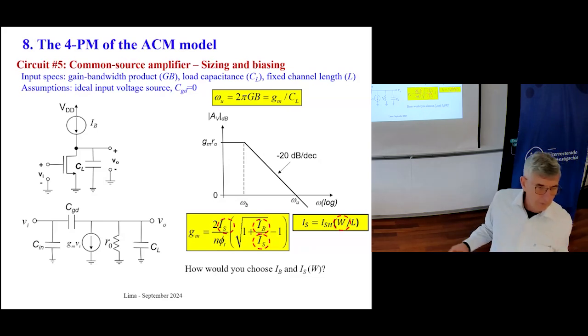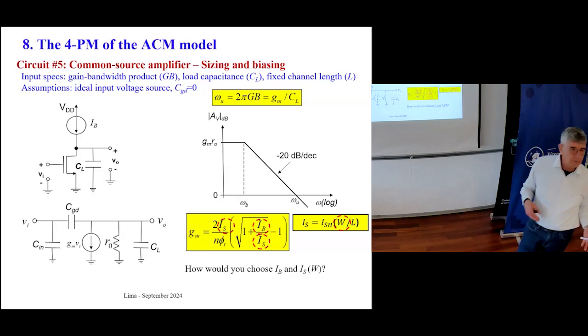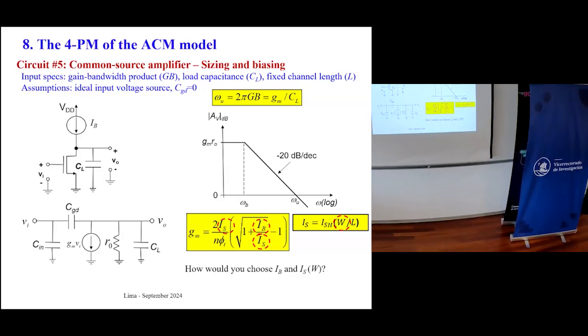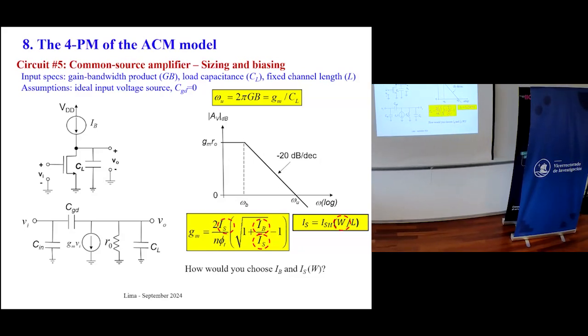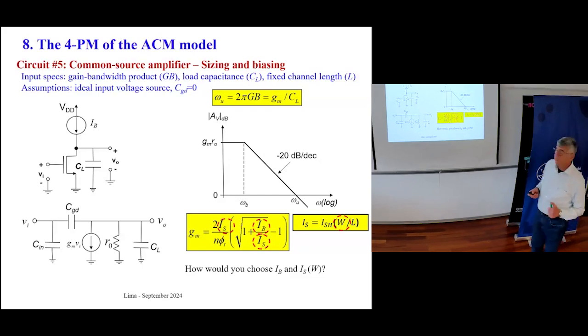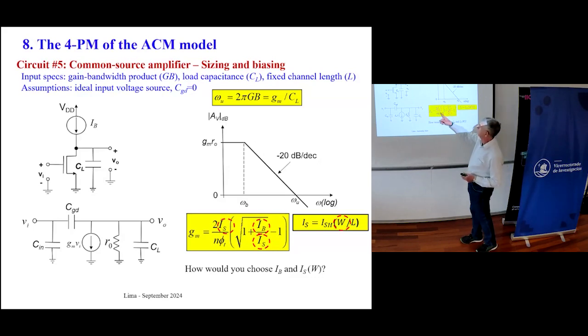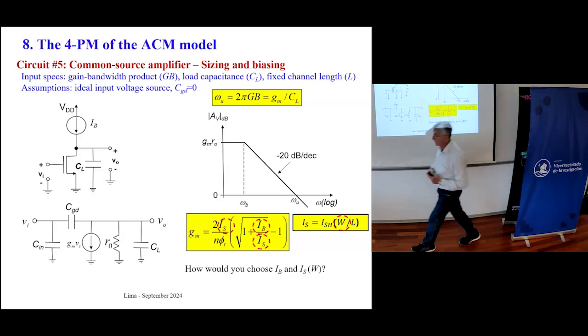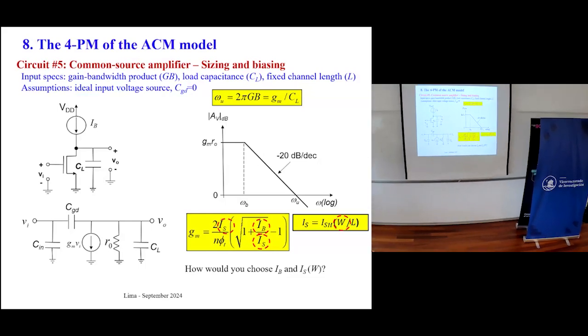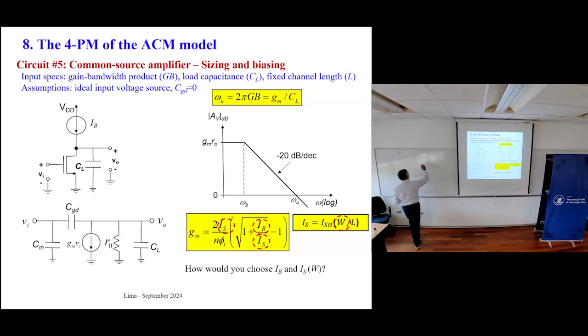It's like in a bipolar design. You need a constant GM, which is the product of omega U times CL. Then I have degrees of freedom to choose this GM. I have this IS and I have the IB. What's IS? IS is the specific current.